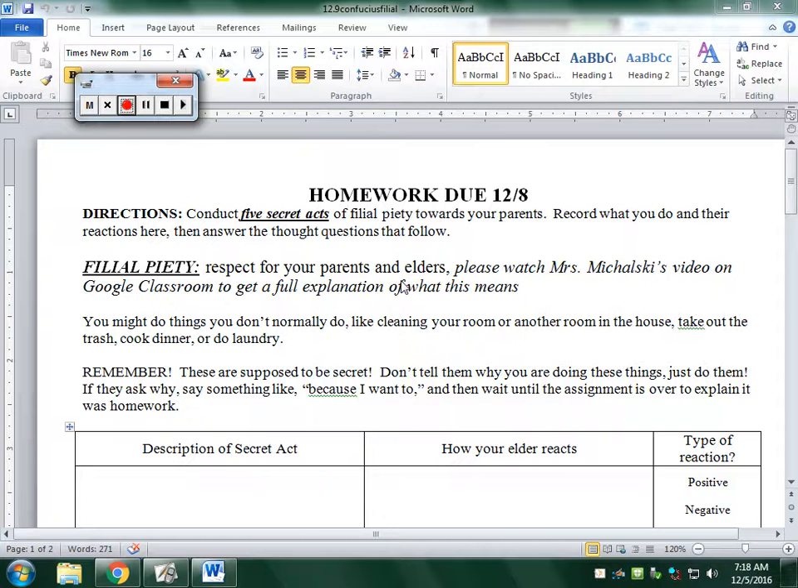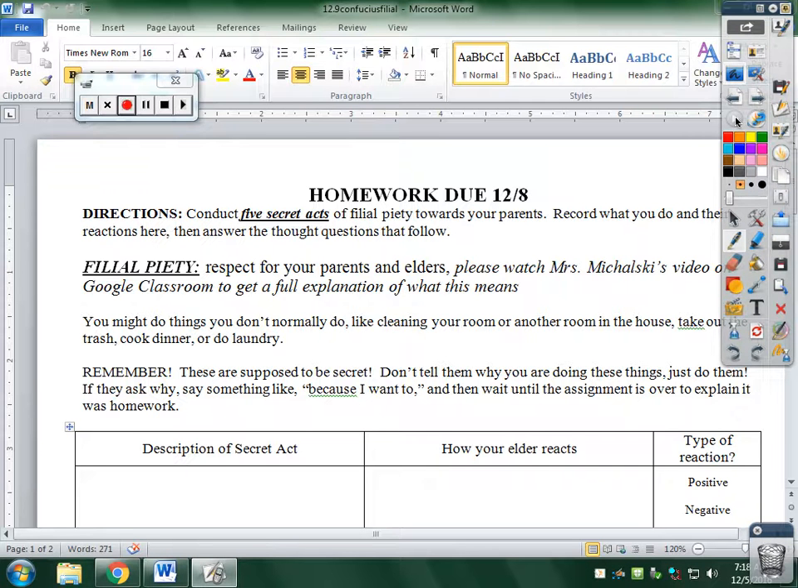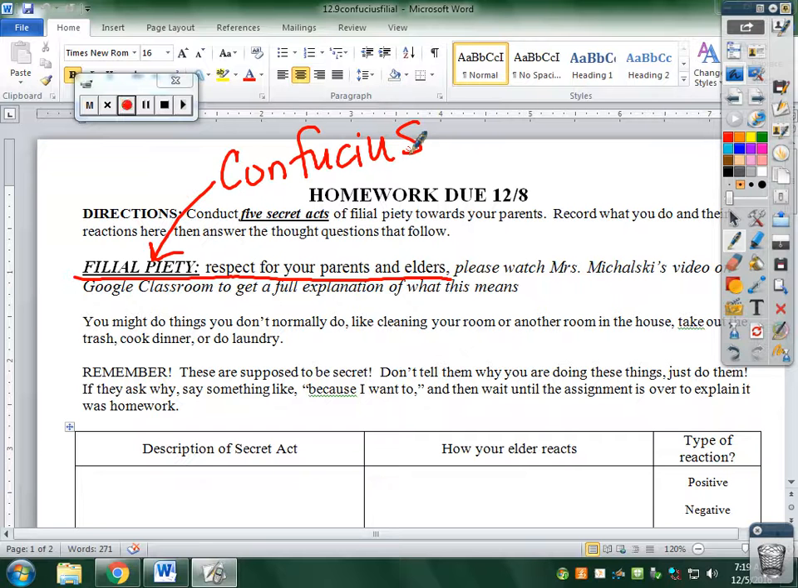I wanted to give you a little bit more assistance with what filial piety is and some suggestions on how you might complete your homework. So this is your homework for the week. You can see that filial piety is defined as respect for your parents and elders. And so what we're looking at here is I'm asking you to practice this idea of respecting your parents and elders. Filial piety is a key teaching of Confucianism, and we're going to be studying Confucianism, which was started by Confucius, later in the week. So hopefully as you listen to this video and do your homework, you'll have a better understanding of what Confucius was teaching.